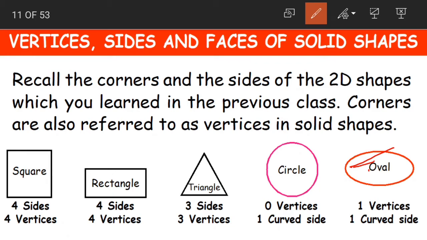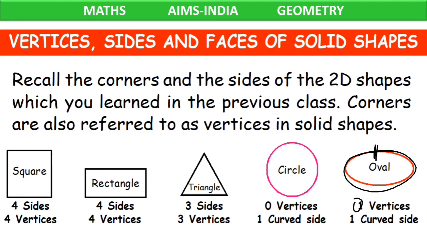Coming to the oval, children, again the oval is very similar to a circle. It has 0 vertices, not 1. The oval has 0 vertices and only one side, and that one side is also a curved side.